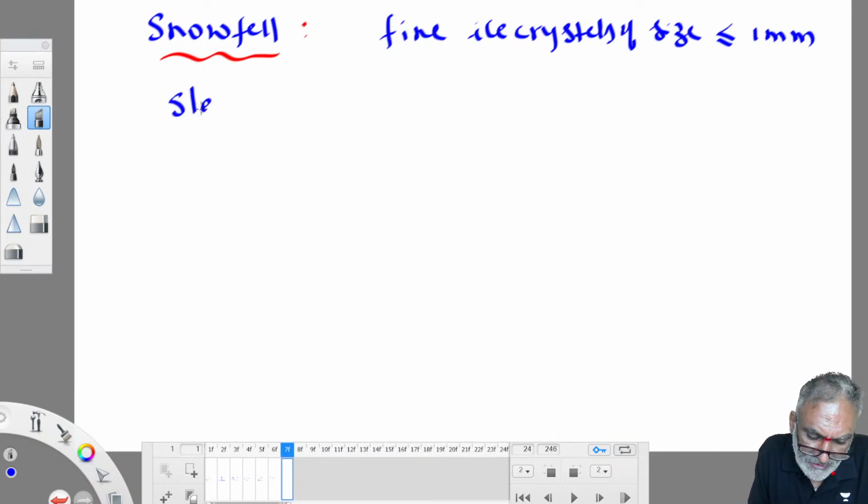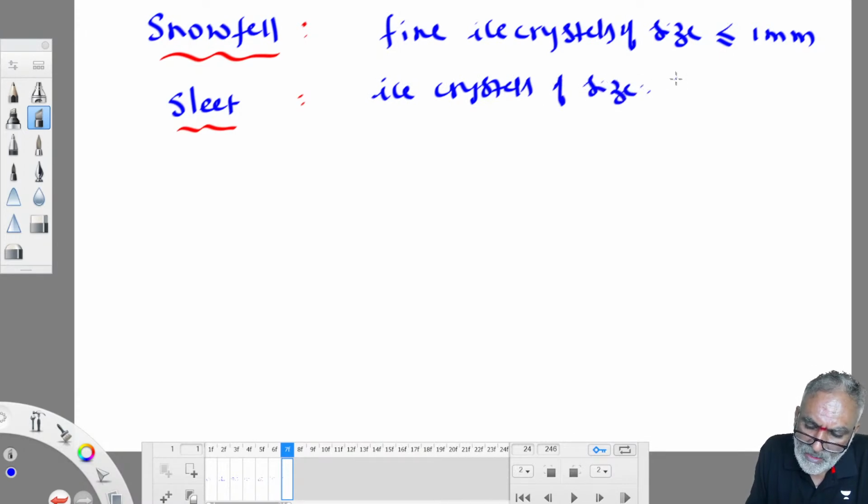Sleet means same ice crystals of size 1 mm to 5 mm. 1 mm to 5 mm are known as sleet. Sleet normally occurs in Europe. It is also precipitation in the form of ice crystals of size 1 mm to 5 mm. It's called sleet.